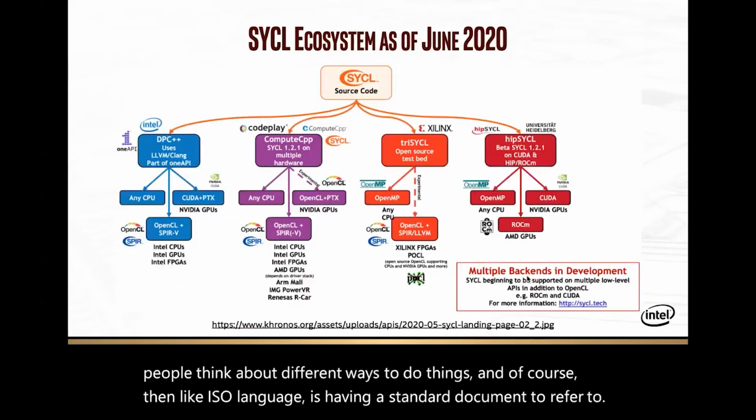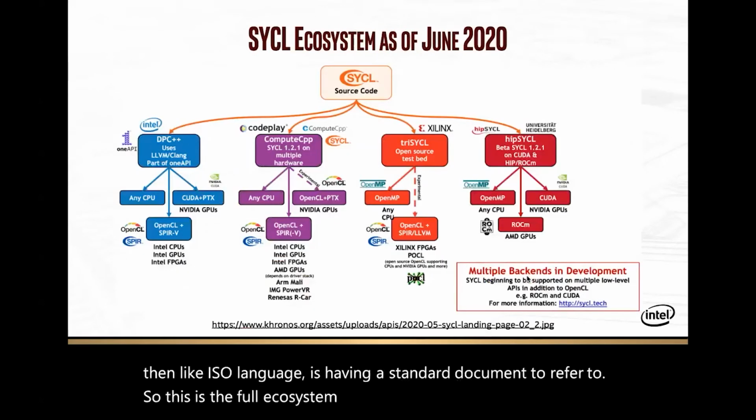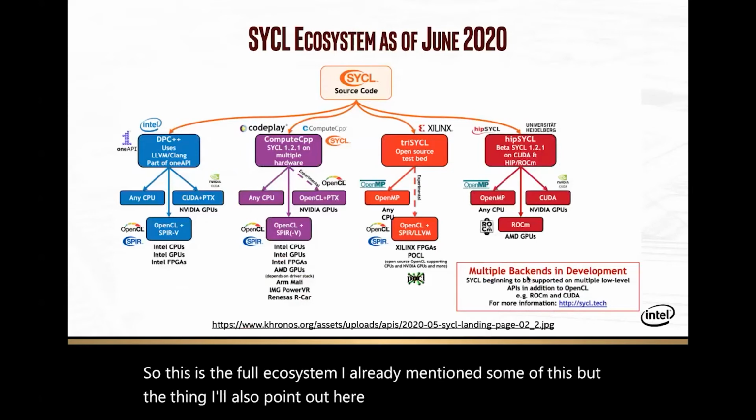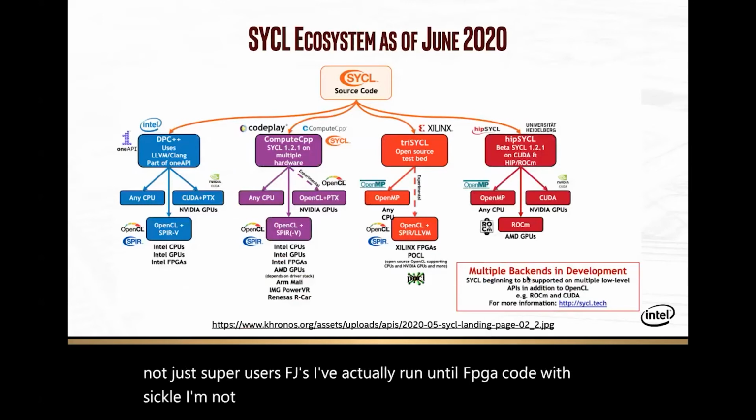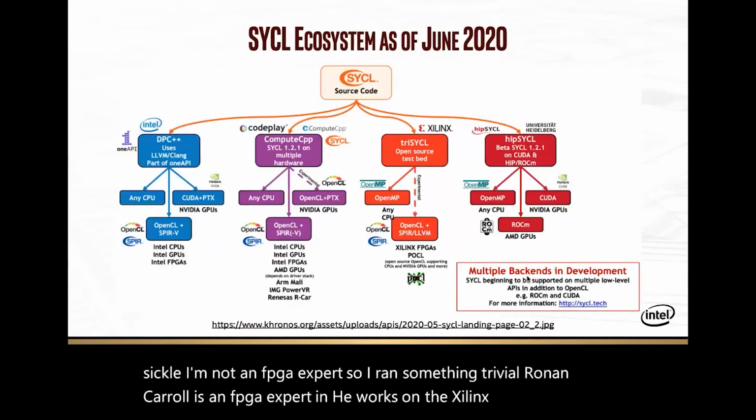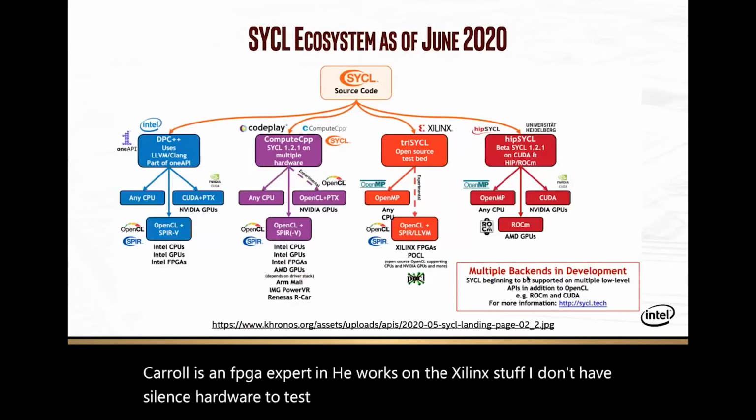I already mentioned some of this, but the thing I'll also point out here is that it's not just GPUs and it's not just CPUs. There's FPGAs. I've actually run Intel FPGA code with SYCL. I'm not an FPGA expert, so I ran something trivial. Ronan Keryell is an FPGA expert, and he works on the Xilinx stuff. I don't have Xilinx hardware to test that, but I trust Ronan. If he's doing this stuff, I assume it works for them.